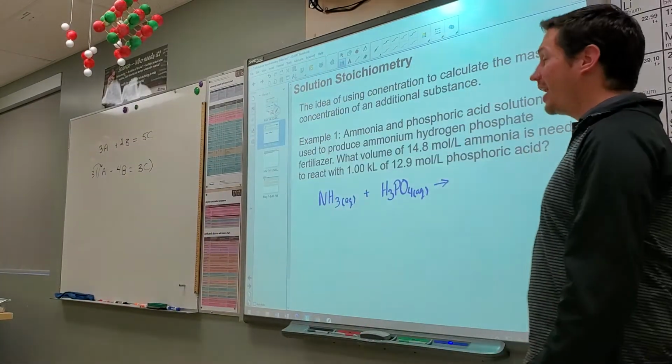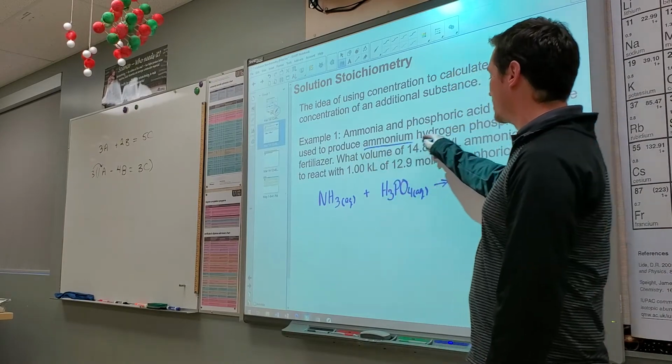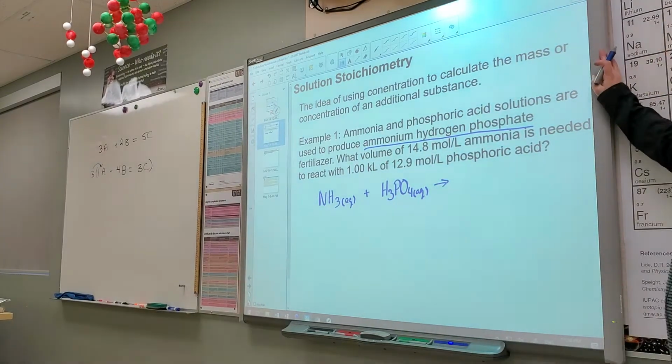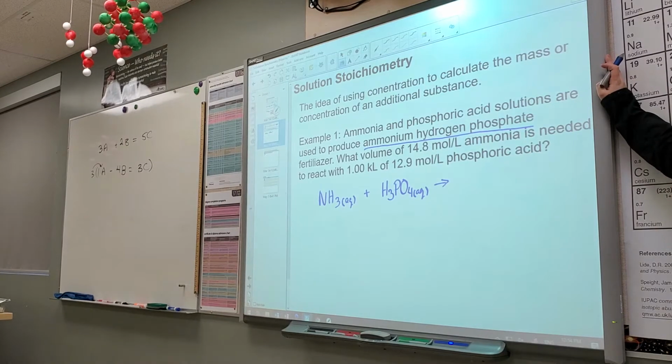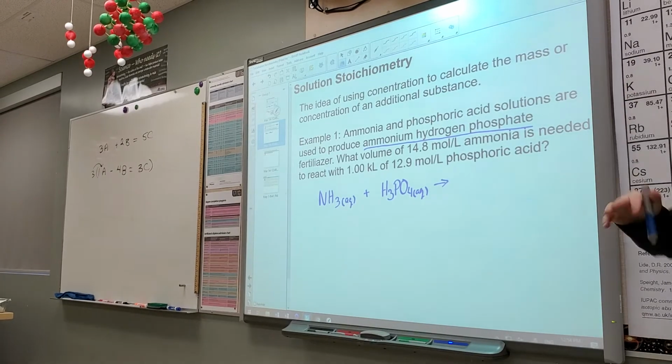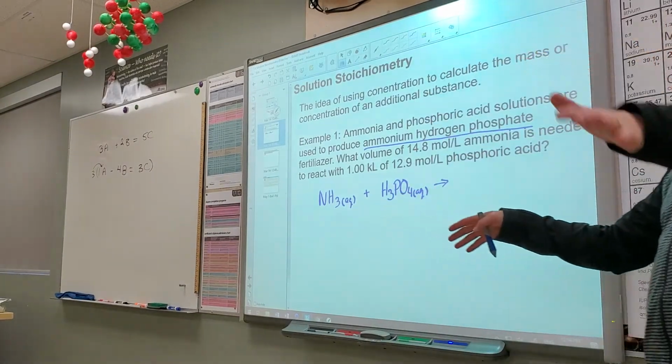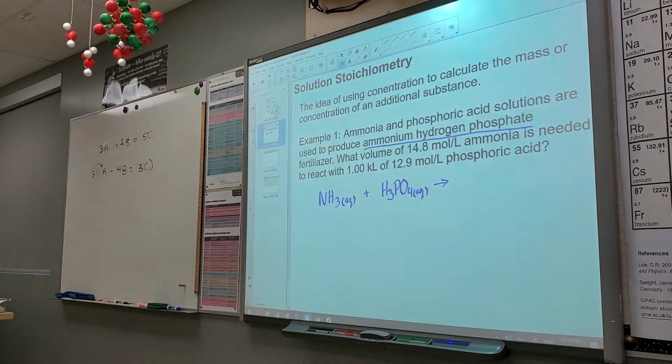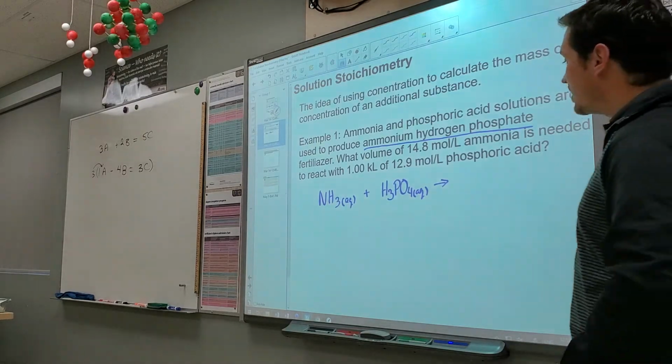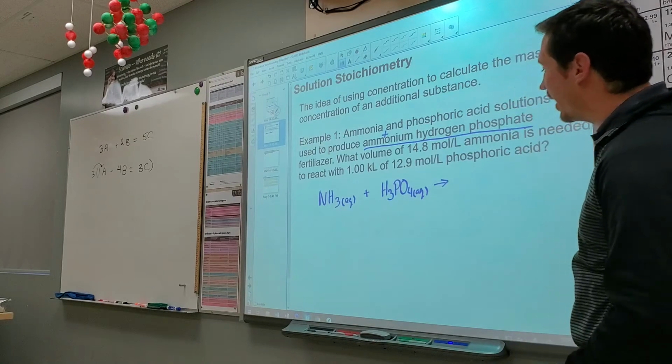The first thing I want to ask you is what kind of substance is ammonium hydrogen phosphate? Is it molecular? Is it an element? Is it ionic? Is it acidic? It's ionic. How do you know it's ionic? Because ammonium is the only other positive ion other than metals. We know anything that starts with a metal is ionic, but the only other thing that makes a positive ion, at least as far as we're concerned, is ammonium. So ammonium is a positive ion.